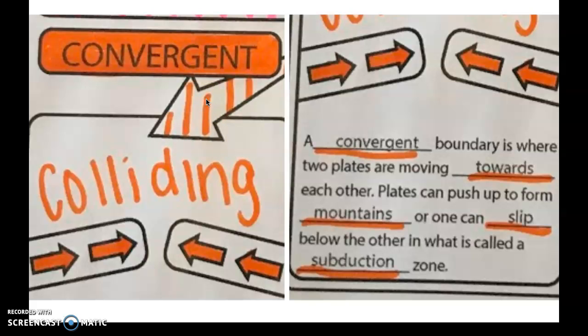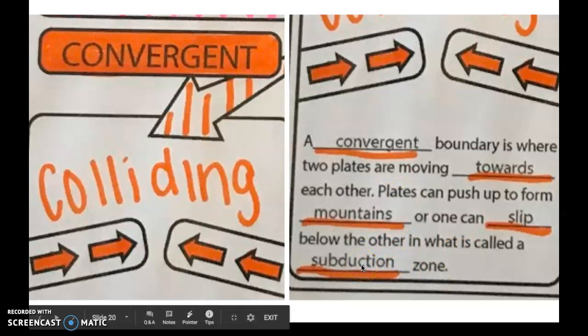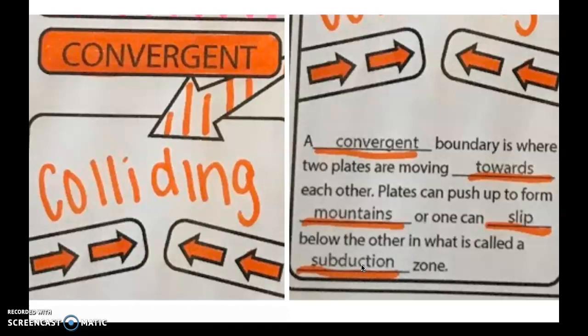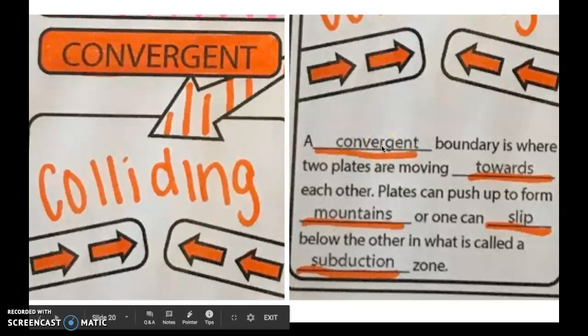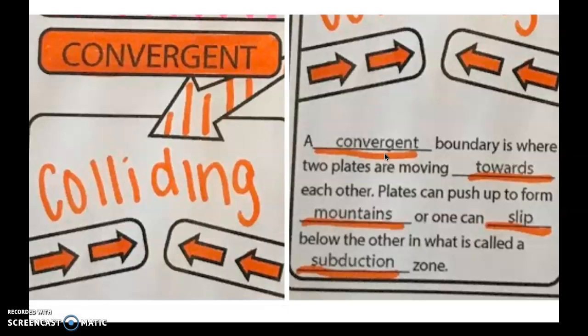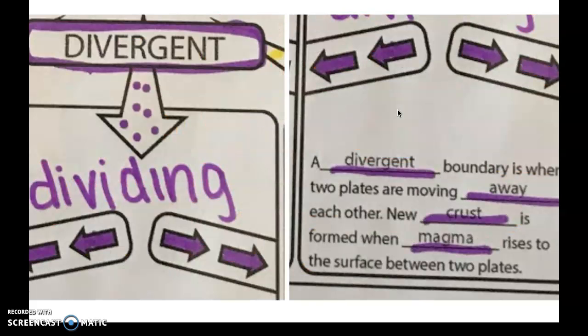Convergent means colliding. I have a song for you that we will sing at the end, but a convergent boundary is where 2 plates are moving towards each other. Plates can push up to form mountains, or one can slip below into what we call a subduction zone. So we form mountains at convergent boundaries. We actually form mountains at all the boundaries, but convergent boundaries are how we formed the Appalachian Mountains here in North Carolina. 2 plates hit each other a long, long time ago, and that's how we got the Appalachian Mountains. We'll learn about that on Thursday, though. So convergent means colliding. Divergent means dividing.